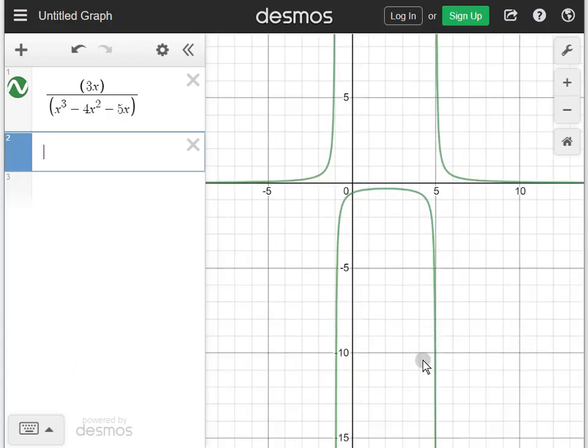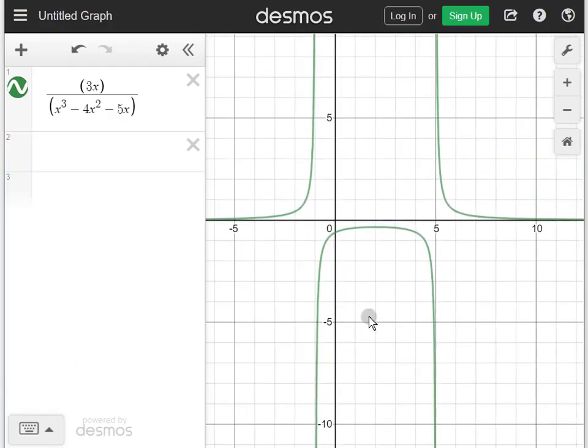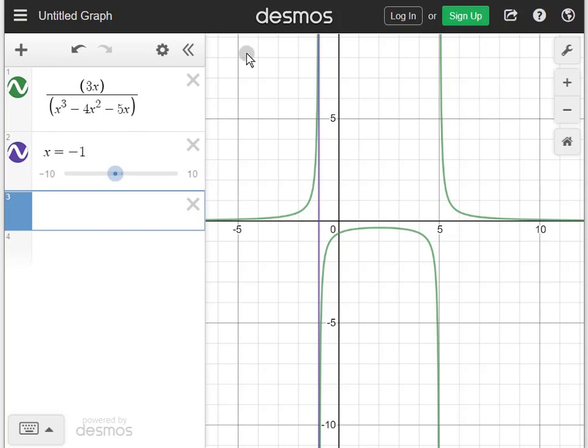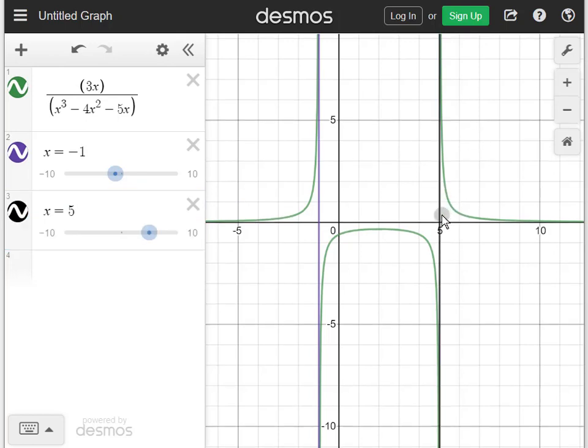Okay, here's our graph from CUDA. So you can see, very strange looking graph, but we can confirm here at x equals negative 1, yep, I can see my graph is curving away from that line. And it looks like at x equals positive 5. Confirm that those are 2 vertical asymptotes. However, remember, 0 was a restricted value, but we can see it is not an asymptote.